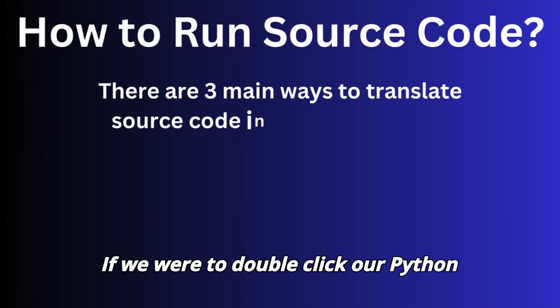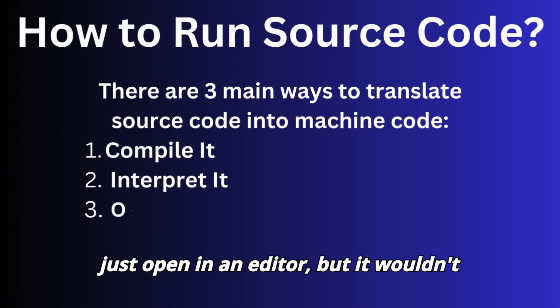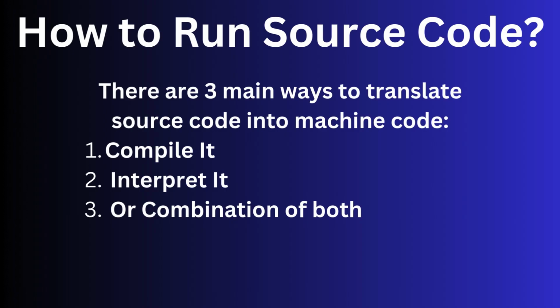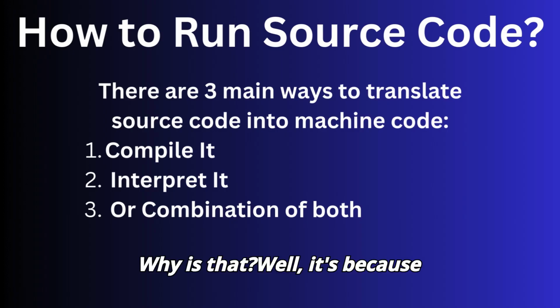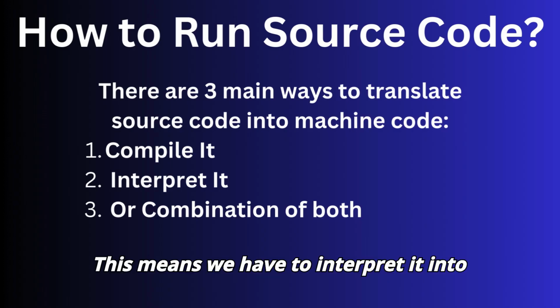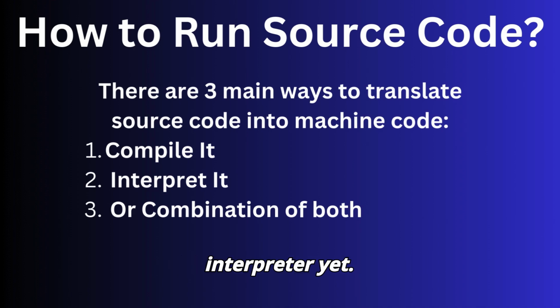If we were to double-click our Python file in the previous lesson, it would just open in an editor, but it wouldn't do anything with the code inside. Why is that? Well, it's because Python is an interpreted language. This means we have to interpret it into machine code, and we haven't got an interpreter yet.